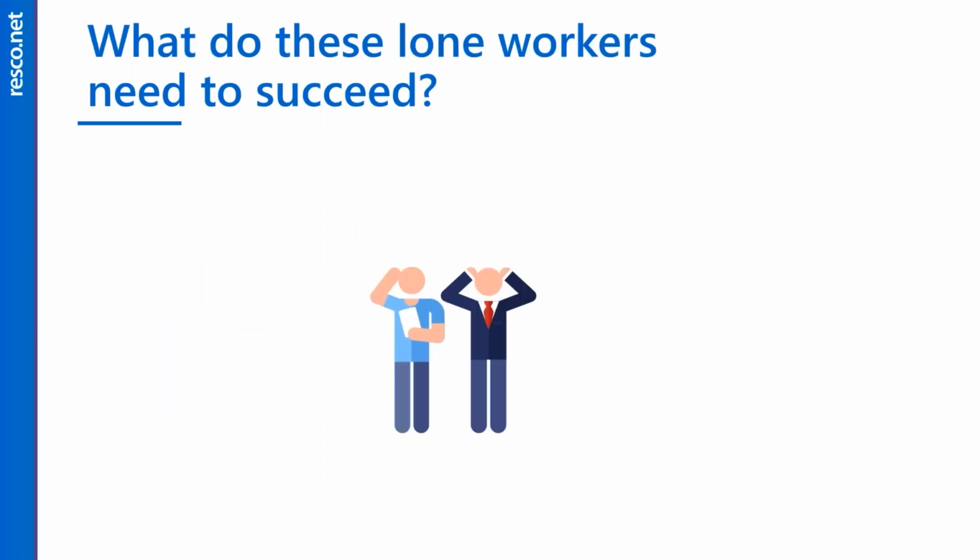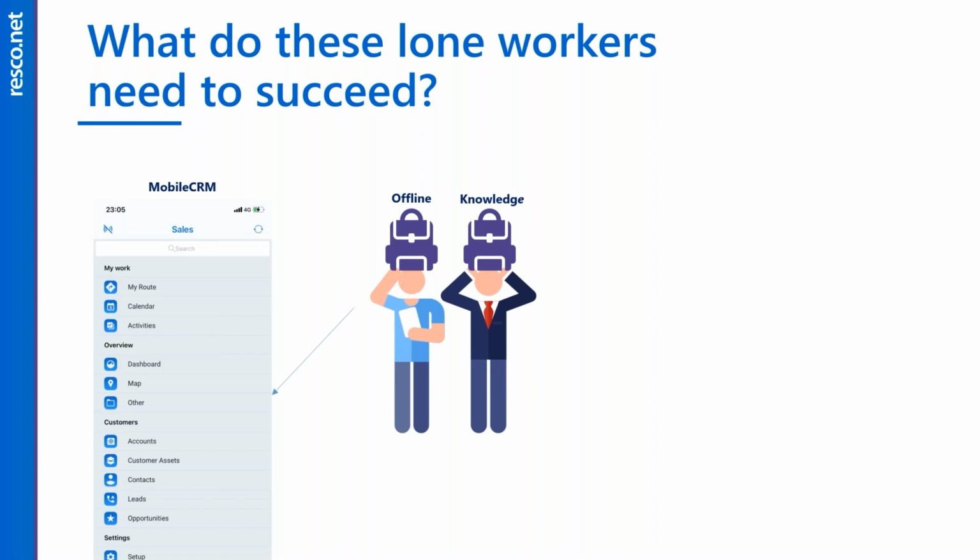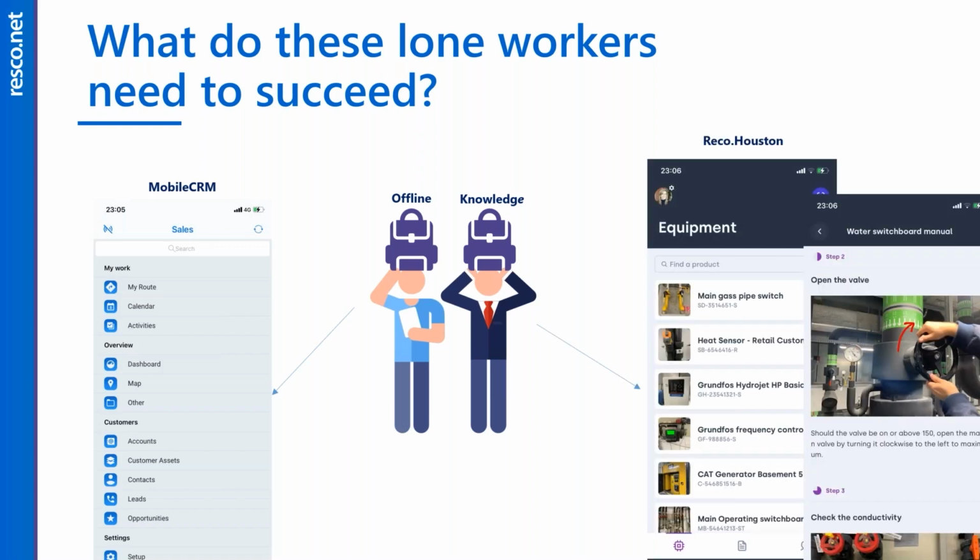So how do we make these lone workers successful workers? Based on the discussions we had with some of the companies, it's two main things. The first one is offline, and the second one is knowledge. Offline for the workers to be able to access the information they need, and knowledge for them to be able to complete their task successfully. The offline is already represented by the powerful mobile CRM application, while the knowledge is represented by the very simple and intuitive Resco Houston app.